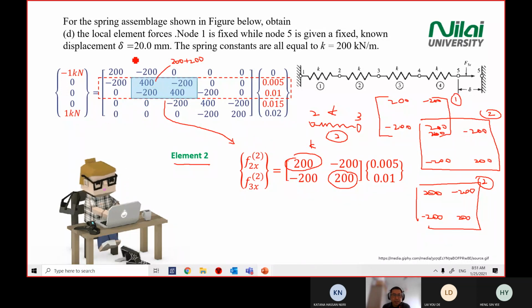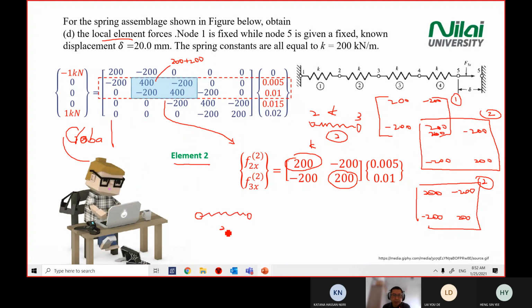On the screen here, the global matrix means you combine everything. But now in section D, we look at local element force, which means we only look at what happens if you break the system into a small system, where for element 2 you only have node 2 and node 3. So you recall what we learned when we derived the equation F equal to KD for an individual element.